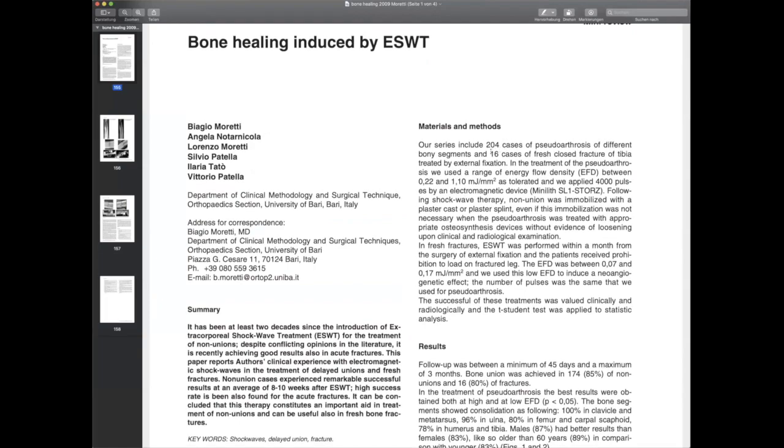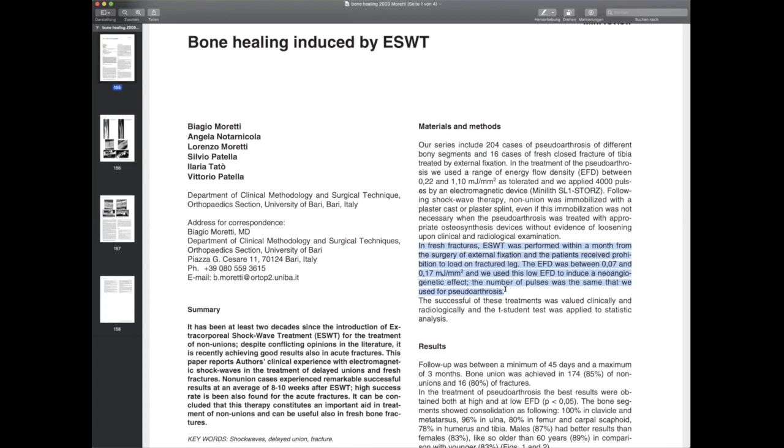They did 16 cases of fresh closed fractures of the tibia, fresh. And they applied focused shockwave with the Storz device at that point of time. And I will highlight this, in fresh fractures, in these 16 cases, the shockwave was done 1 month after external fixation and with 0.07 up to 0.17 millijoules, so low to medium energetic. And they could show an acceleration of healing in fresh fractures.